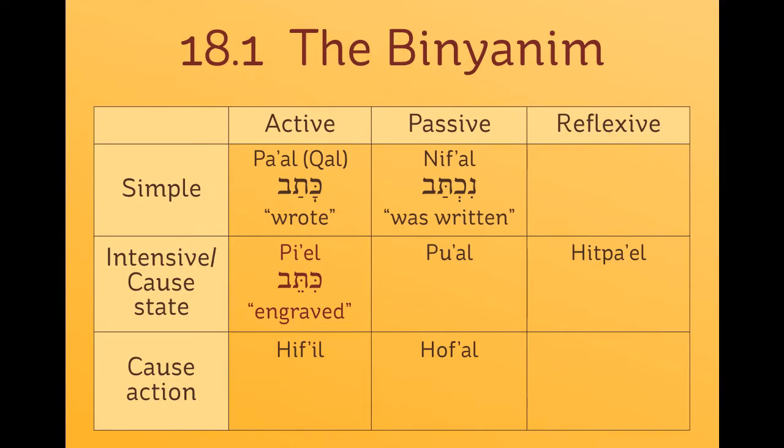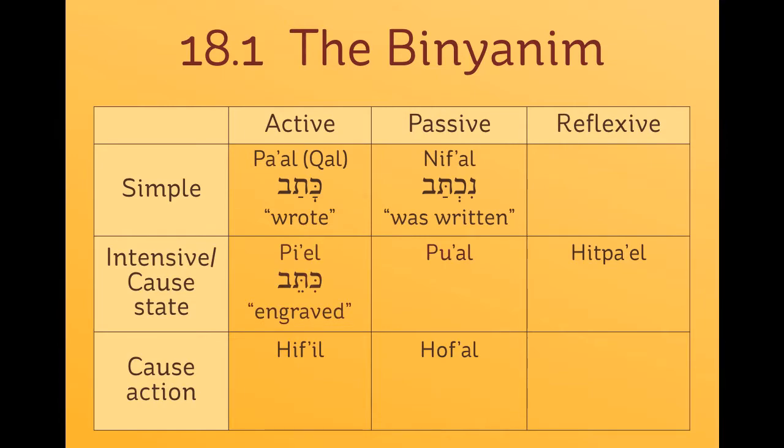The other distinguishing mark of a piel verb is that they double the middle root consonant, which the Masoretic scribes marked with a dagesh chazak. So that dot there in the tav is a dagesh chazak because it follows a vowel, and that counts for 2 tavs. That's the other distinguishing mark of the piel binyan.